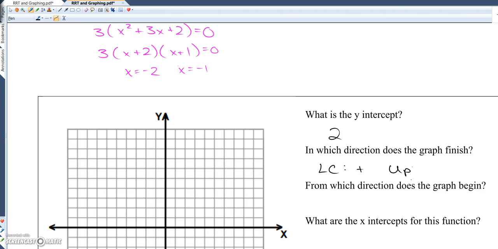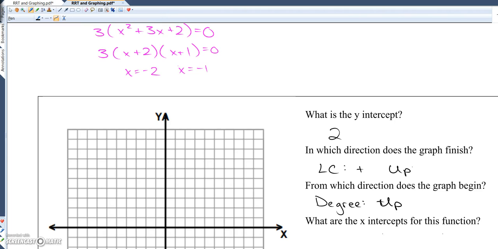Where does the direction of the graph's beginning? You're looking at the degree. If it's even, then it starts the same way that it ends. If it's odd, it will be pointing the opposite direction. This is definitely an even degree, so we're looking up.